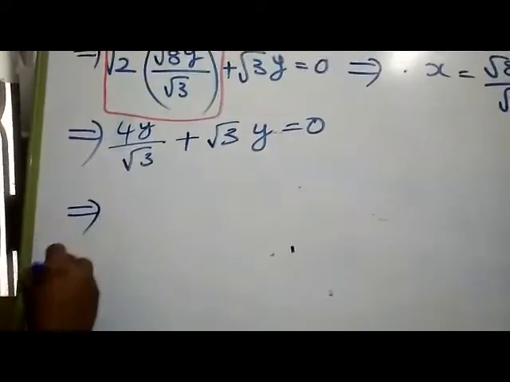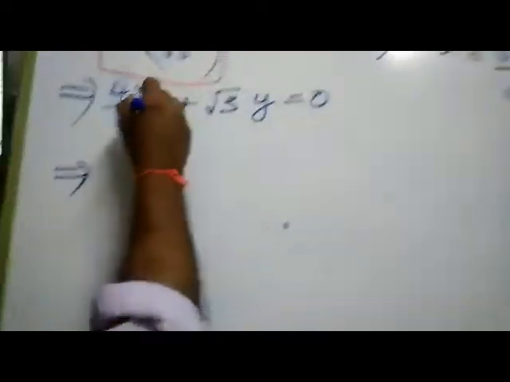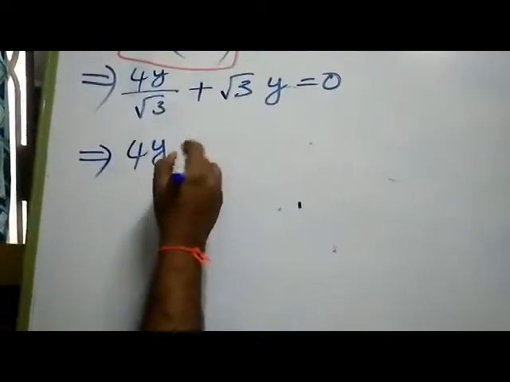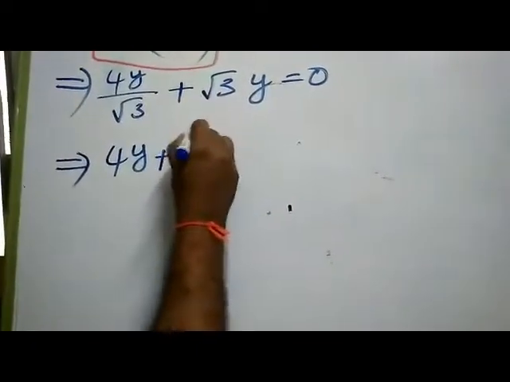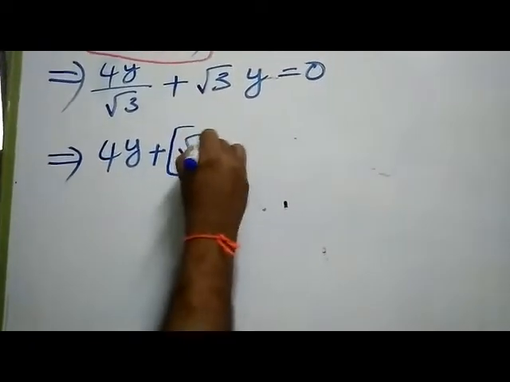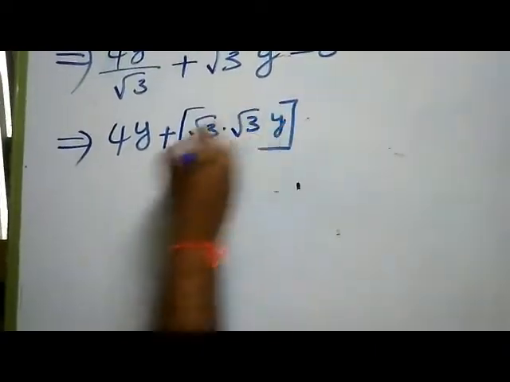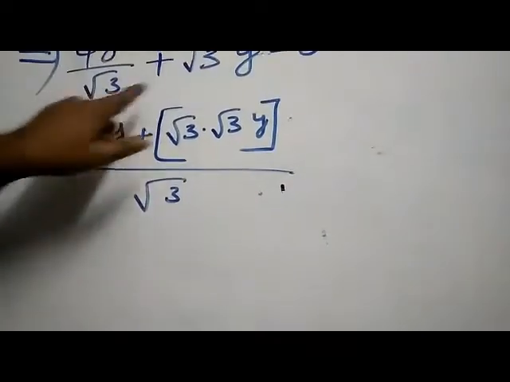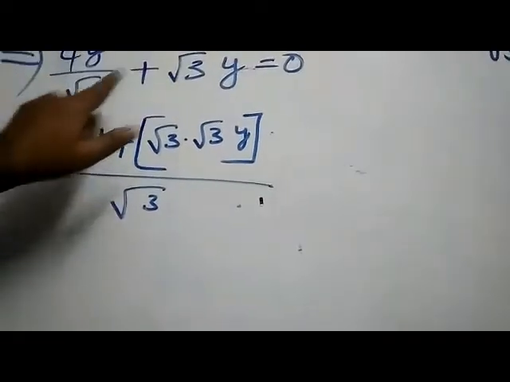Now, the shortcut method I mentioned. Suppose here 4y by root 3 plus, by the shortcut method, root 3 into root 3y. If you simplify this part, root 3 into root 3y by root 3, this calculation is very important. It gives 4y only. So plus I have written here root 3 into y.